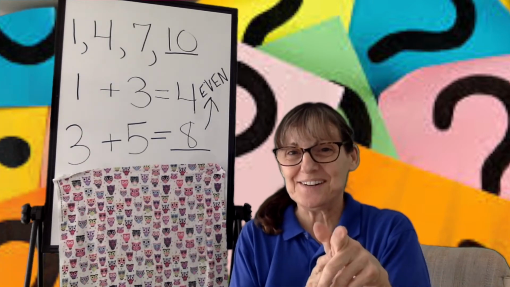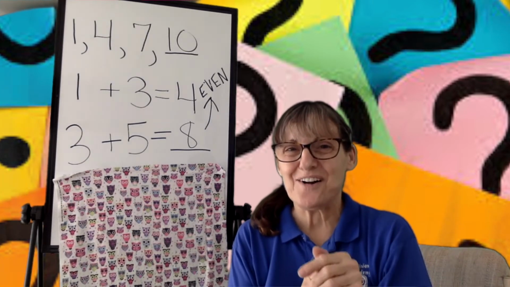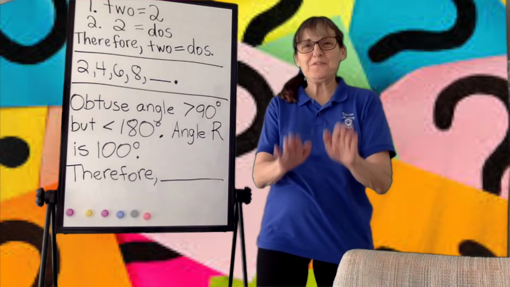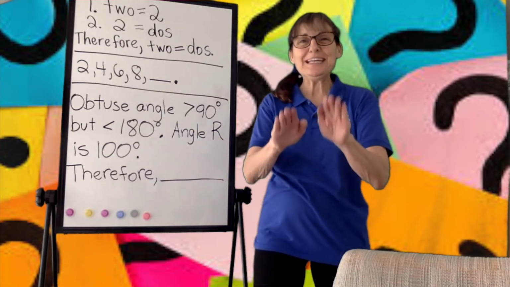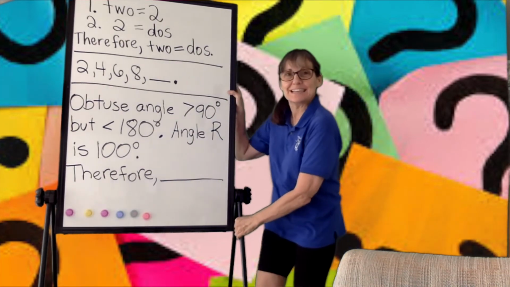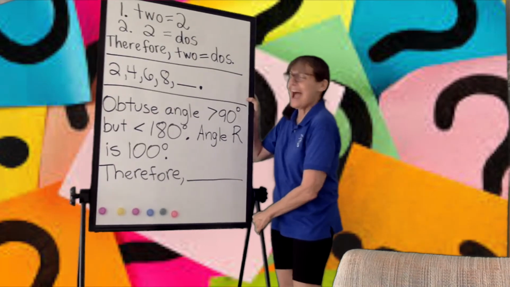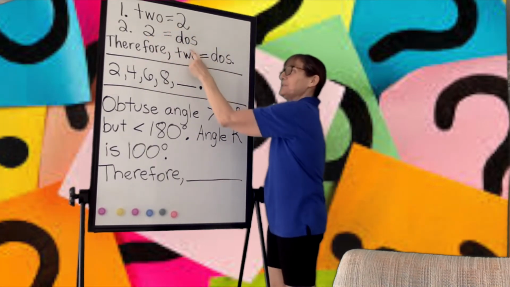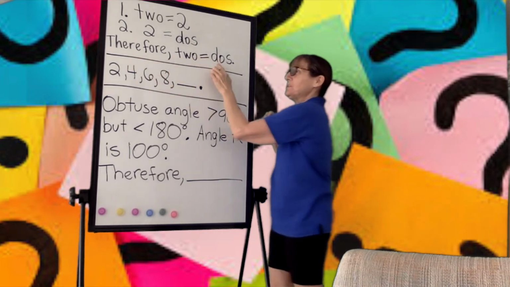Homework. For real. True. Not false. Here's the assignment. Mr. Rivera is waiting for your assignment. Turn it in to Mr. Rivera. Here it is. 2 equals 2. 2 equals those. Therefore, 2 equals those.